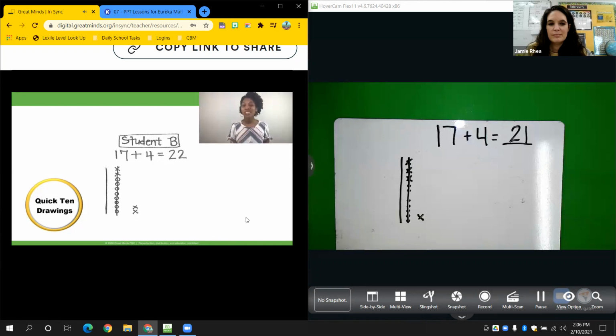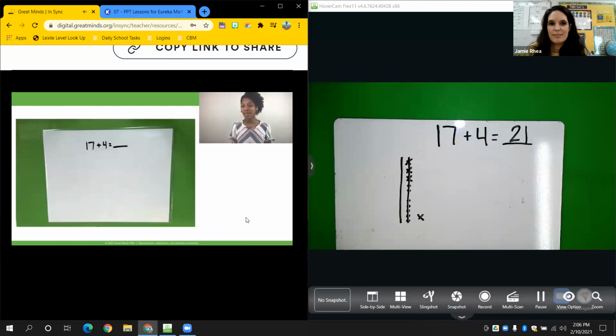And mistakes are okay, but we always want to find ways to work more efficiently. Let's use quick 10 drawings to represent 17 plus 4. Let's make sure that we work very carefully. You may need to erase your personal whiteboards. And if you already use this strategy, go ahead and just use this time to check your work.